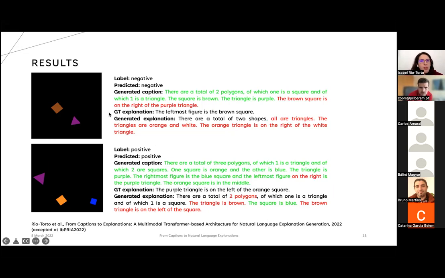And as you can see, the results are not quite where we wanted them to be yet, because what we found out was that, okay, the network was good at classifying, it was good at captioning, but when it starts to change the captions and adapt them to the classification, you can see that there are mistakes here highlighted in red. And there are also a recurrence of some sentences. For example, the brown triangle is on the left of the square, and there isn't even a brown triangle here.